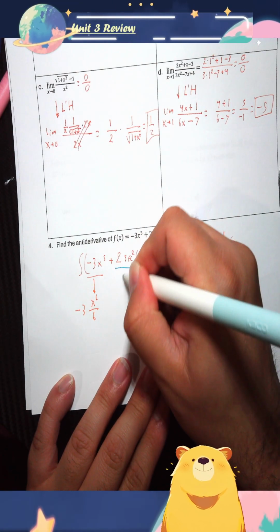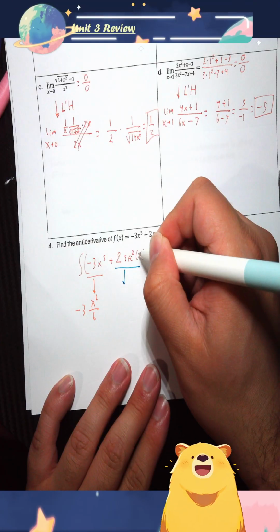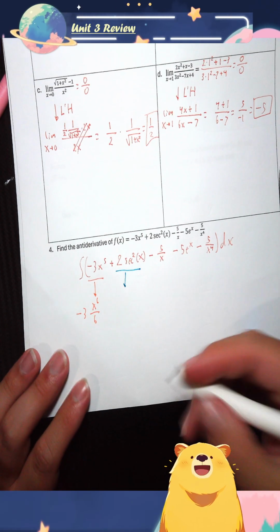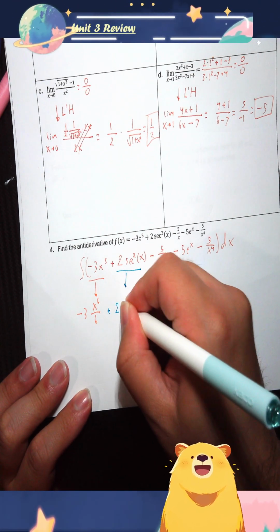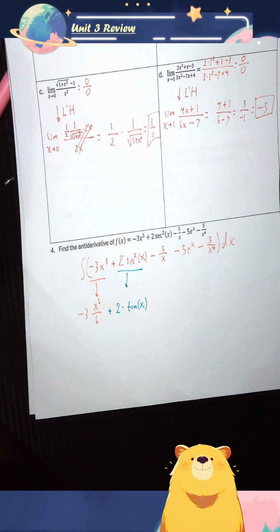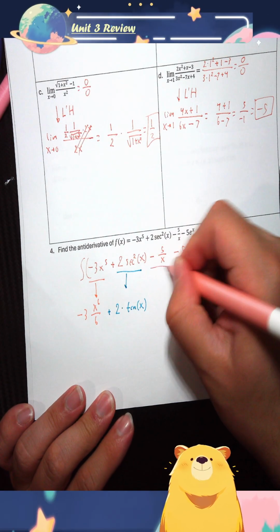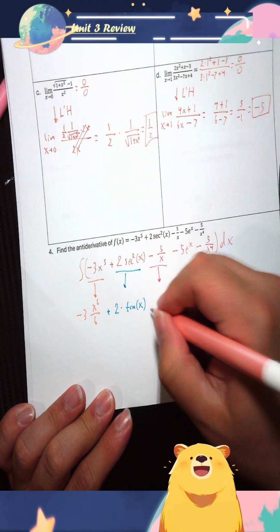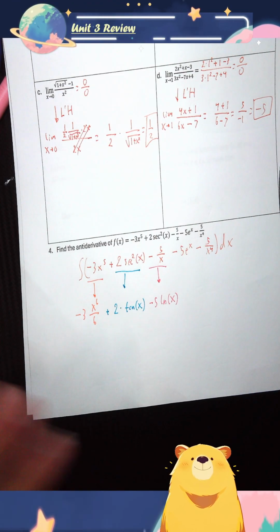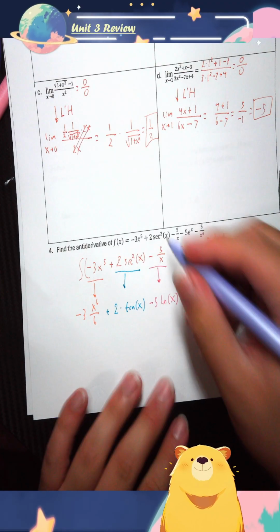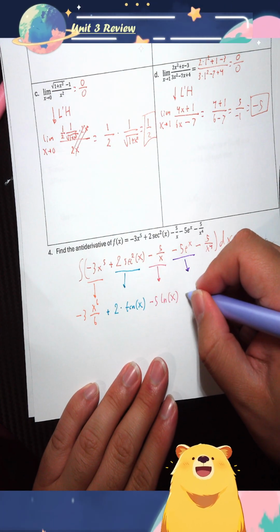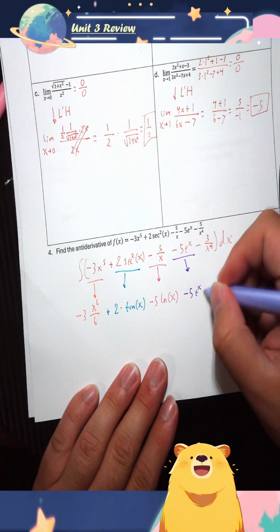Then here, we know that secant squared, the only thing where a derivative of something equals secant squared is tangent. That's going to be 2 times tangent of x. Here we have the trick of the 1 over x, so we know that's going to be negative 5 ln of x. And here we have the exponential, so that's going to be negative 5 exponential x.